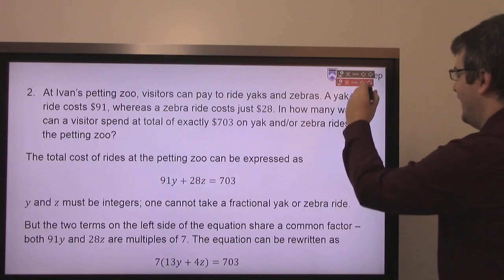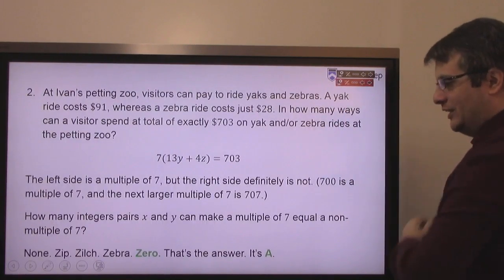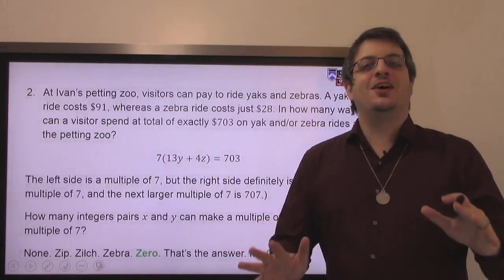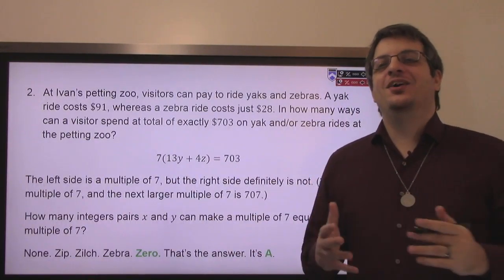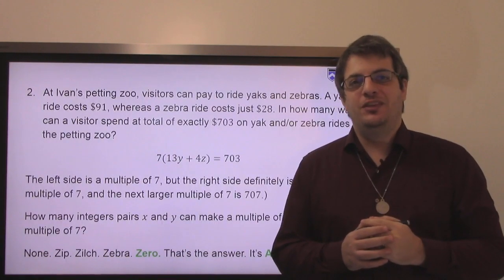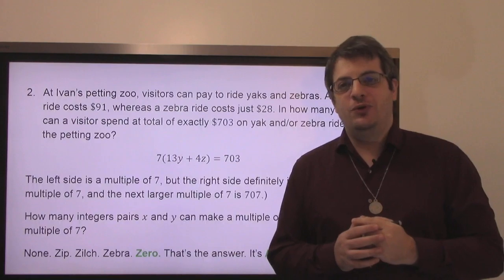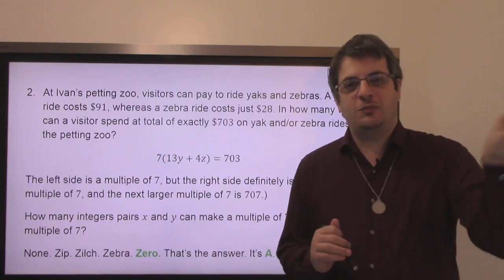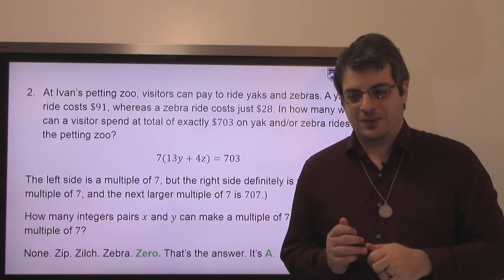None. That's right. None. Zip. Zilch. Zebra. Zero. Zero. Right? There are no solutions to this equation. And there's a fun principle of these. If you ever get a factor of both A and B and it's not a factor of C, automatically no solution. Can't be done. All right?